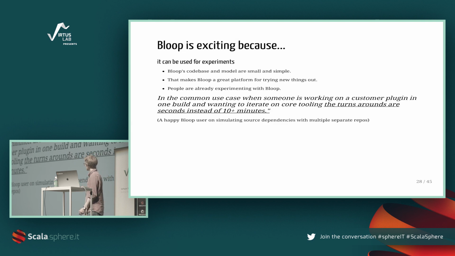Also, Bloop being so simple, I think that it's a great platform for doing experiments. There are already people who are out there and trying Bloop and doing new stuff with it. So, for instance, we have the example of someone who just came on the Gitter chat of Bloop saying that he wanted to simulate source dependencies when he had many multiple separate repos. And so he used Bloop configuration and tried to group them together to simulate the source dependencies. And he was saying that when working on the base of his application, instead of having to republish everything from scratch, taking tens of minutes, he had the turnaround of just a few seconds. And that's exactly the kind of experimentation that I think Bloop can be useful for.